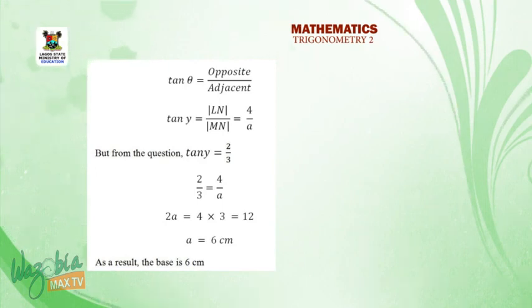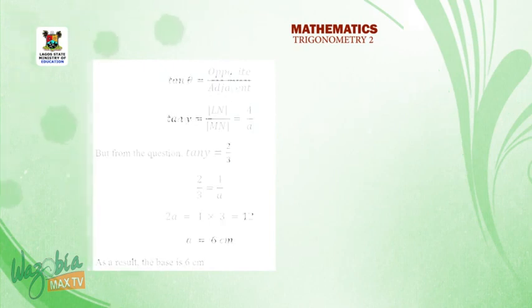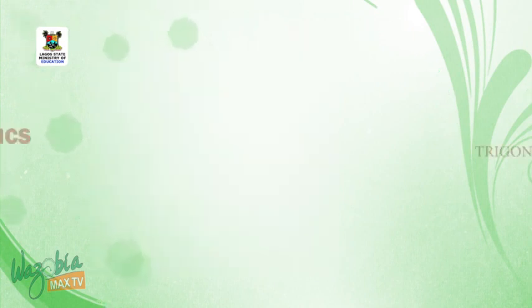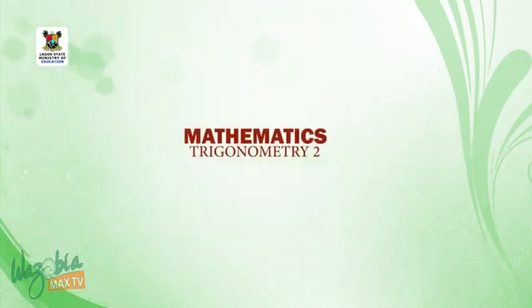So as a result, the base is 6. Hence we can say area of the triangle is half 6 times 4, which is equal to 3 times 4, and that is 12 centimeters square. In the next segment, we shall look at finding the area of a triangle whose perpendicular height is not given. Thank you very much.